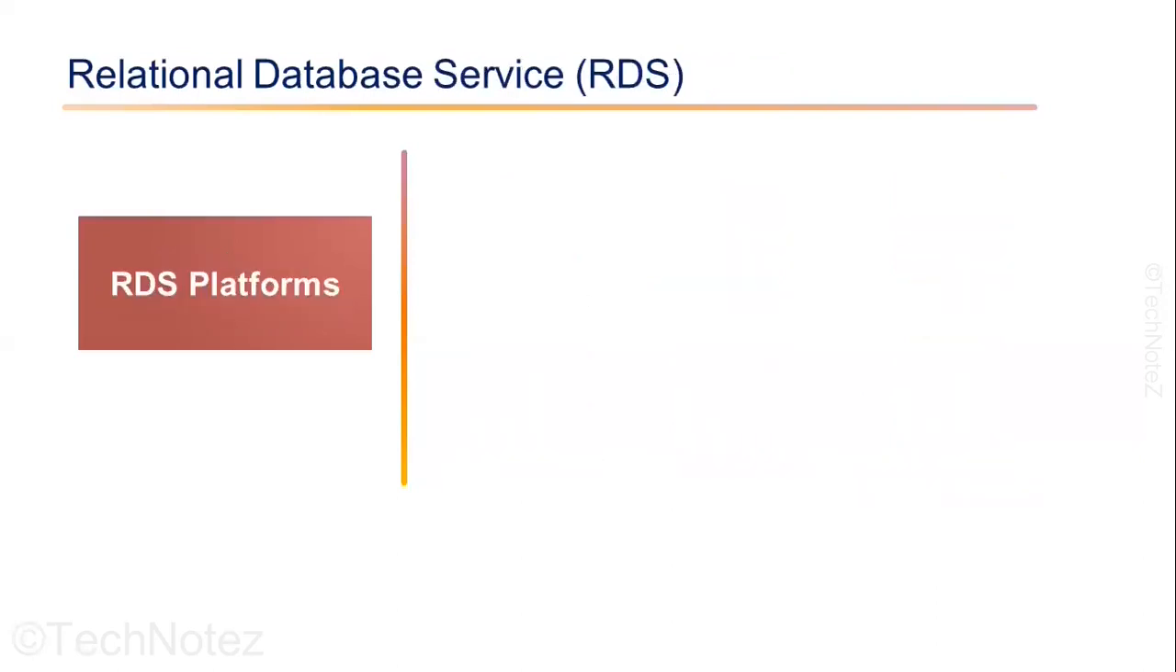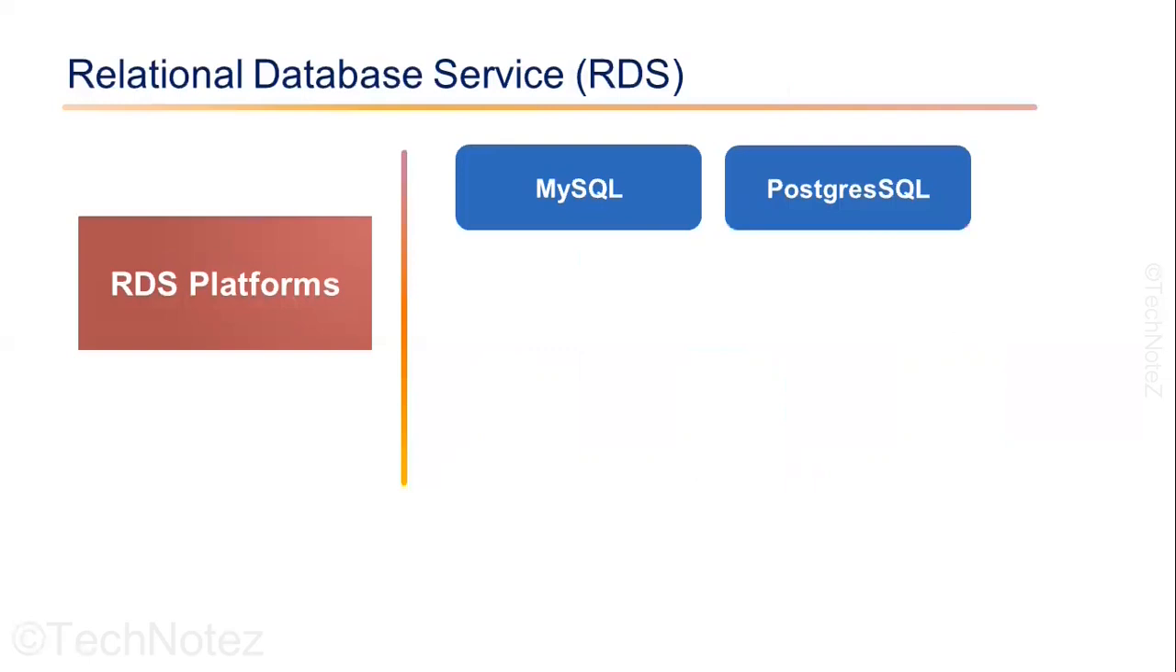Now let's talk about the different platforms that are supported within Amazon RDS. A database platform refers to the underlying software and operating system that a database management system runs on. Amazon RDS supports several platforms for running the relational database, including MySQL, an open source relational database management system that runs on various operating systems including Linux and Windows. PostgreSQL, a powerful open source object-relational database system that runs on various operating systems including Linux and Windows. MariaDB, a community-developed fork of MySQL. It is fully compatible with MySQL and can be used as a drop-in replacement for it.